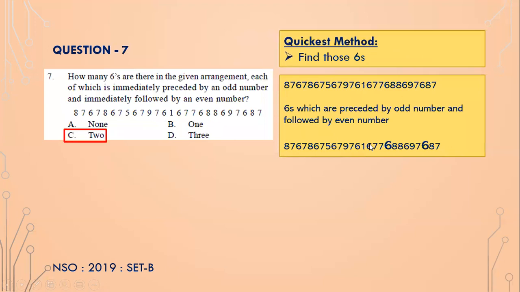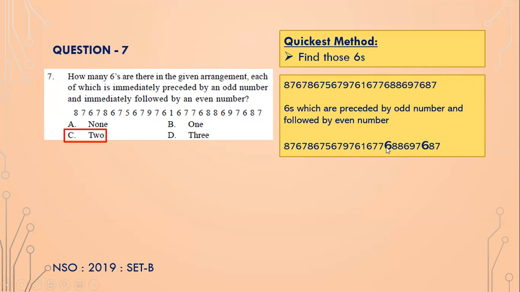How many sixes are there in the given arrangement, each of which is immediately preceded by an odd number and immediately followed by an even number? So find the sixes which are preceded by an odd number. This 6 is preceded by an odd number, but it is not followed by an even number. It is still odd. This 6 is not preceded by an odd number. Similarly, you will find that there are only two sixes.